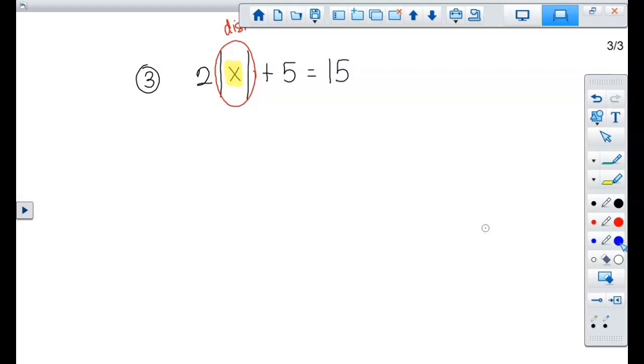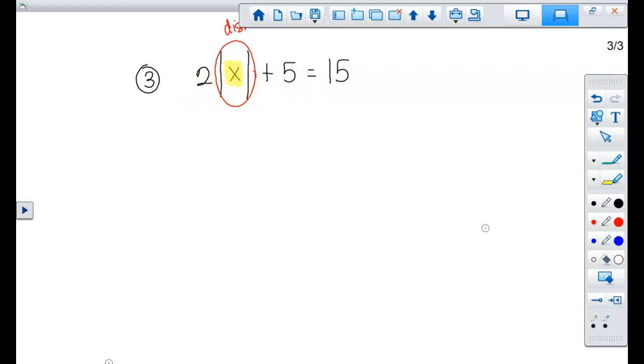So 15 is not the distance. 15 is the result of doing 2 times that distance and adding 5. So I need to isolate that absolute value before I try to solve for x. So if I'm going to get the absolute value by itself, I got to get rid of 2 things. I got to get rid of this times 2, and I got to get rid of this plus 5.